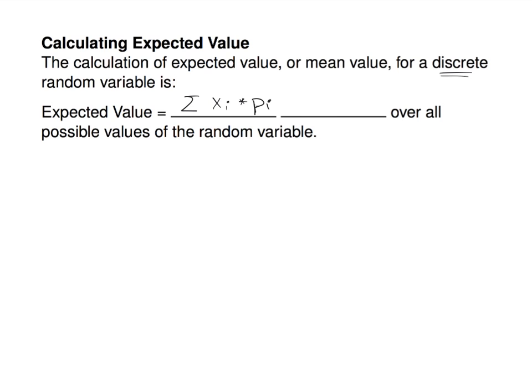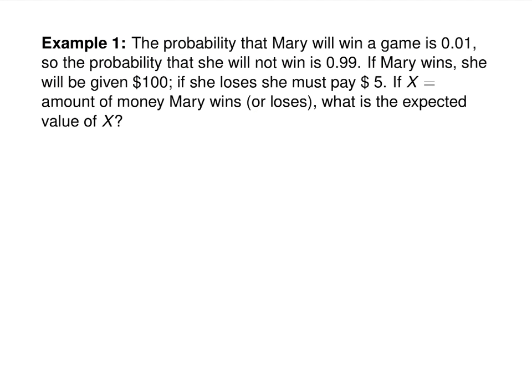So example 1 is a pretty simple scenario, but we can make a table out of it. We have this game, and the probability that Mary is going to win the game is 0.01, so kind of low, right? And the probability that she will not win is 0.99. If she wins, she's going to be given $100, and if she loses, she must pay $5. If x is the amount of money she wins or loses, what is the expected value of x? Like how much would she stand to gain or lose if she played this game a long time?